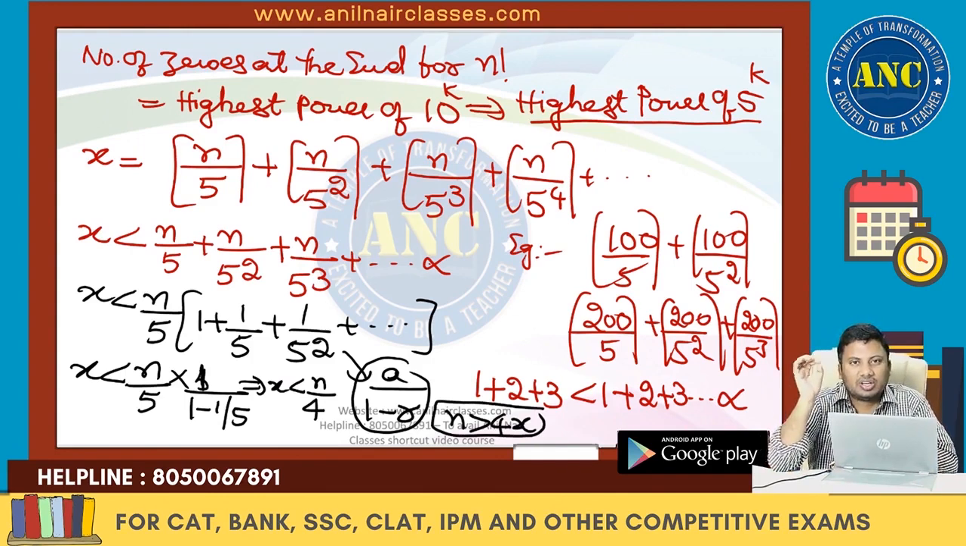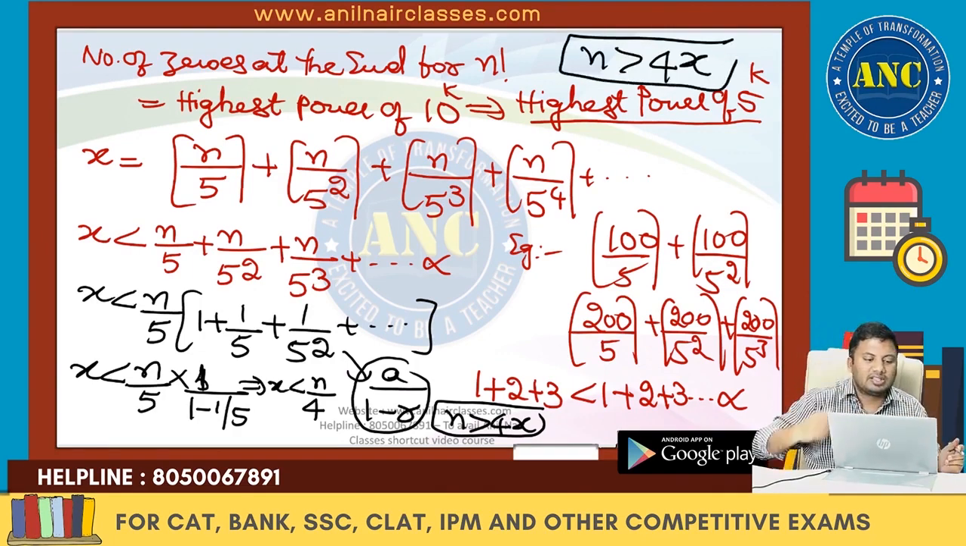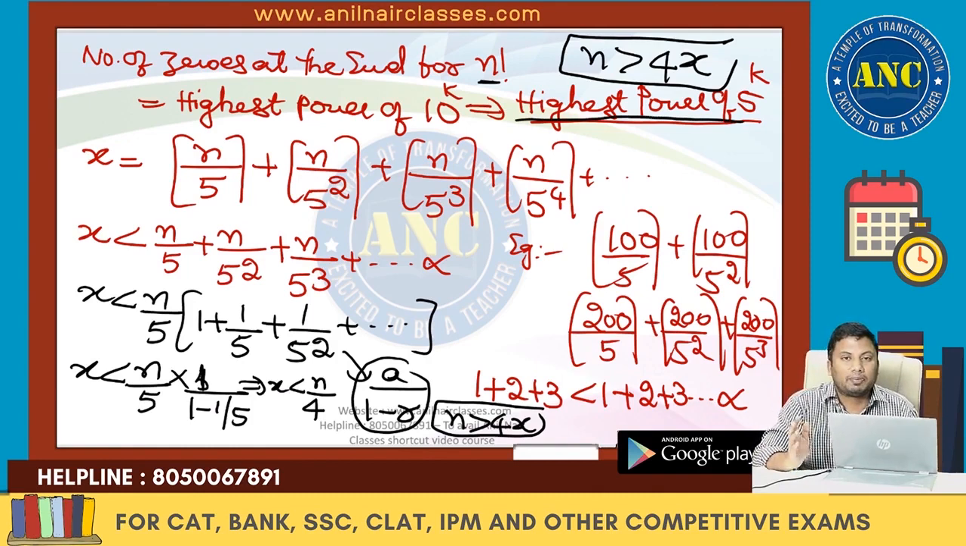What is the relationship between the highest power of 5 and the number for which the factorial is taken? The relationship is n is greater than 4x. I will tell its importance. Again I am repeating: suppose a number is there for which we have to find the factorial, that is n factorial. We have to find the highest power of 10. Instead of finding the highest power of 10, it is equivalent to finding the highest power of 5 only, for factorial based problems.